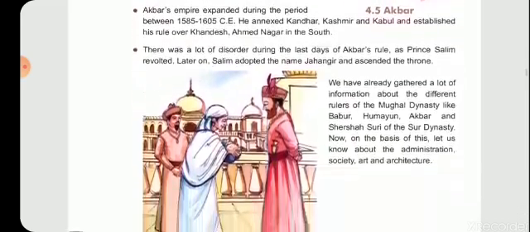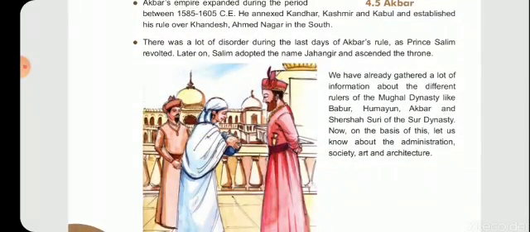There was a lot of disorder during the last days of Akbar's rule as Prince Salim revolted. Later on, Salim adopted the name Jahangir and ascended the throne. So, a lot of disturbance was seen, a lot of indiscipline during the last days of his life, when Prince Salim revolted against his own father, and Salim adopted the name Jahangir and became the king of the Mughal dynasty.